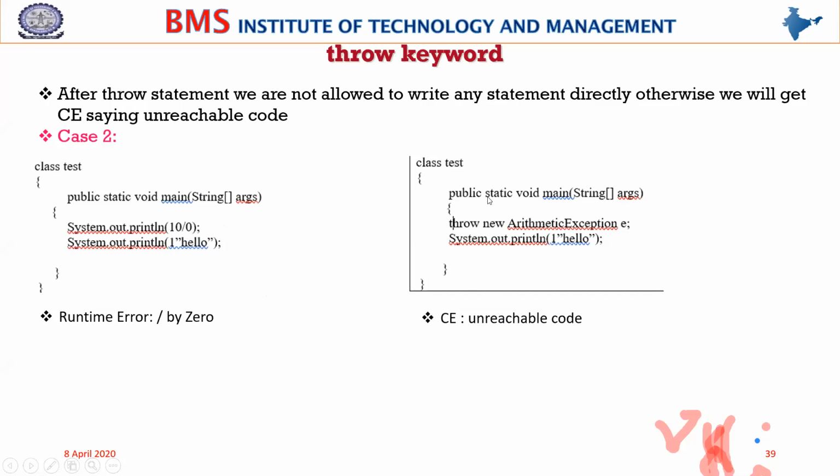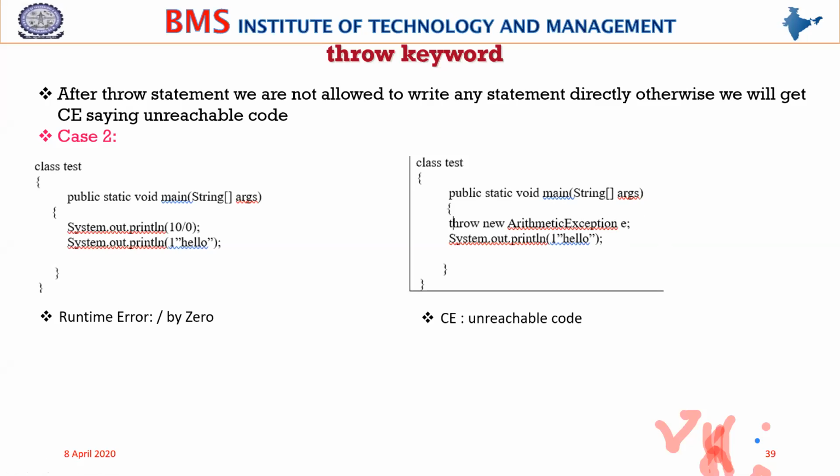But in this case, I have a main method, and I am creating one object, new ArithmeticException e. I throw that particular object. Whenever I say throw, we are explicitly, or manually, handing over the exception object to the JVM. Once we hand over that exception object to the JVM, whatever statements we write after it will not get executed. That's the reason if I execute this code, I'll get a compilation time error telling unreachable code.